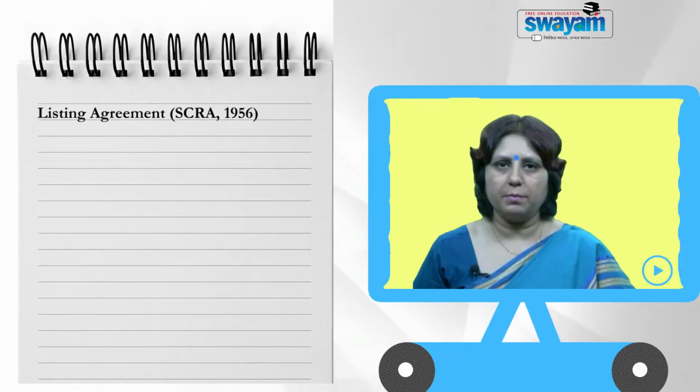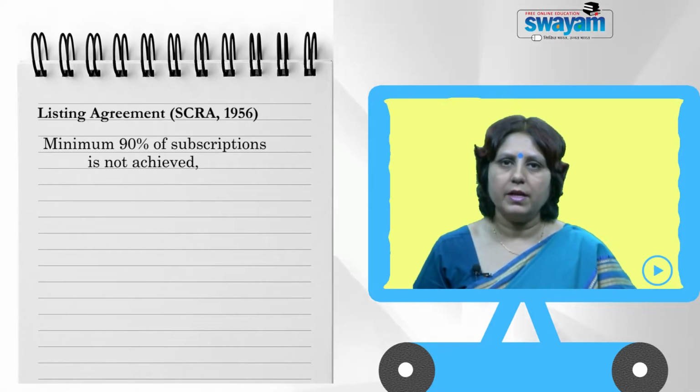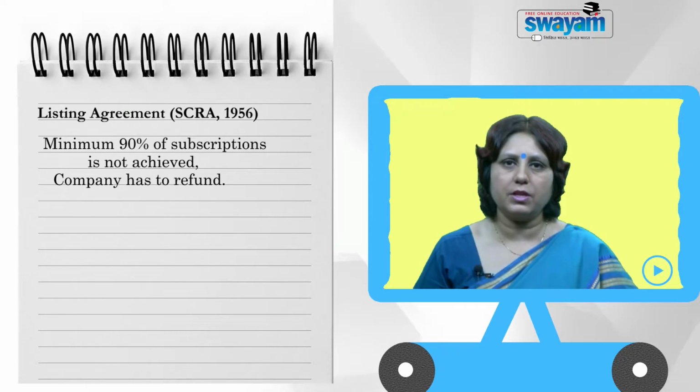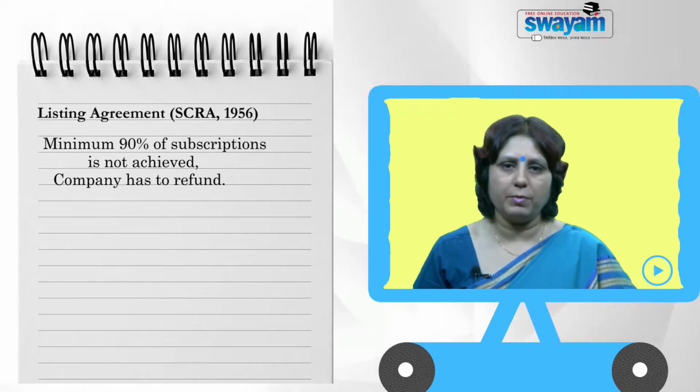Now it has to be understood that there may be a number of reasons for which a public issue may not be successful. For example, minimum subscription. If 90% of the minimum subscription is not received, then the company will have to refund the amount for the securities for which the application for allotment was made by the prospective investor.